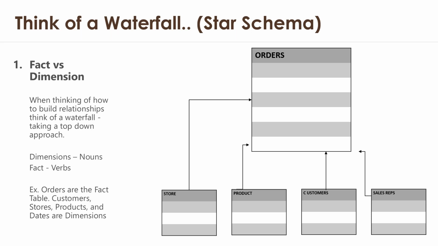So with the star schema, you always have a fact table and you have a dimension table. Fact tables are usually verbs and dimensions are usually nouns. So that is one way you can think about, when creating relationships, what is related to what. You can break it out that way. In this example, the orders are the fact table, and customer, stores, products, and dates are dimensions, because that is everything that surrounds the order that can live independently of the order.